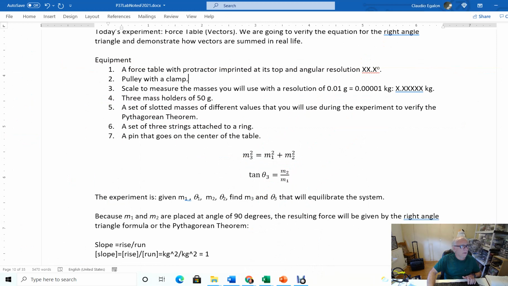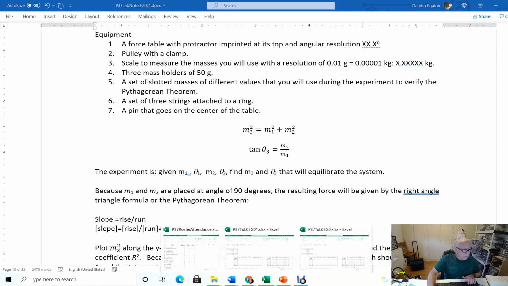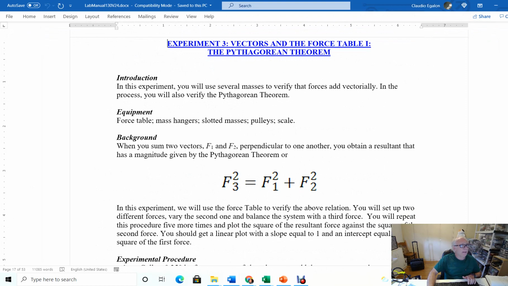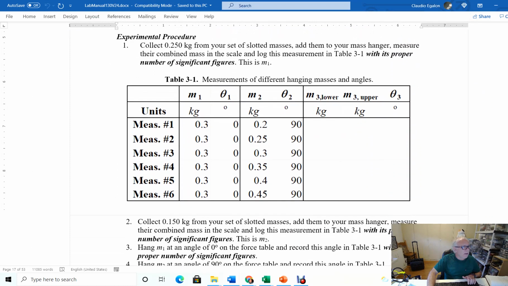So here we go. M1 is going to be fixed. M2 is going to vary. What are the values that we're going to use for M1 and M2? We use 300 grams for mass 1. And for mass 2, use values of 200, 250, 300, all the way up to 450. The angle of mass 1 is 0 degrees. The angle of mass 2 is 90 degrees.